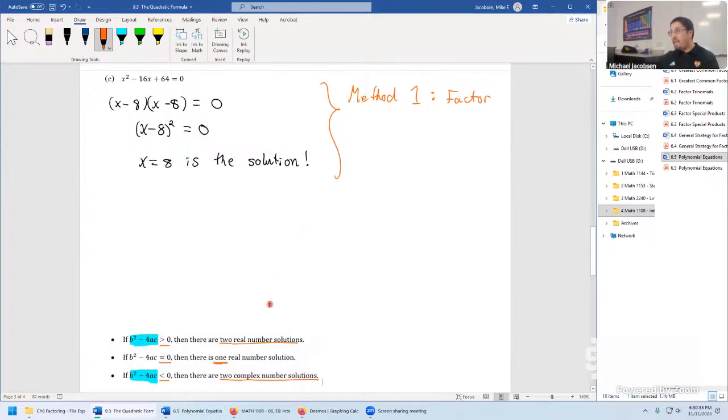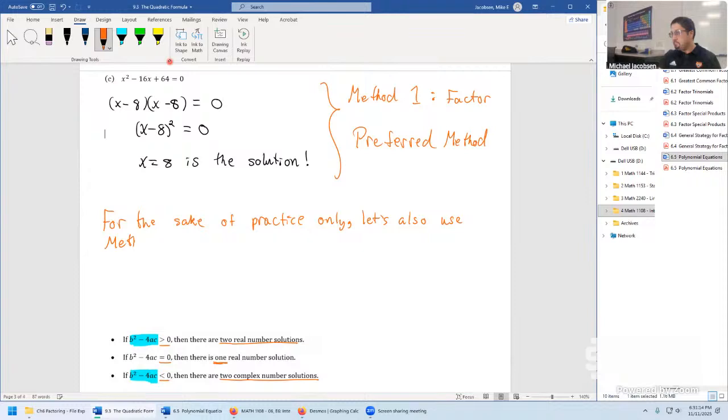And just for the sake of practice, because this is a section on the quadratic formula, let's actually use it on this one and call it method two. This one's the preferred method, so let's also emphasize that. This is the preferred method. And for the sake of practice, let's emphasize, for practice only, let's also use method two, quadratic formula.